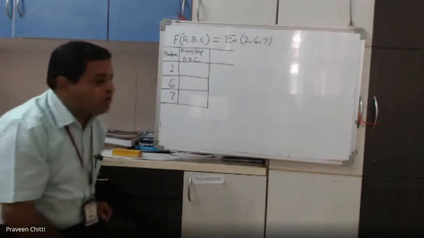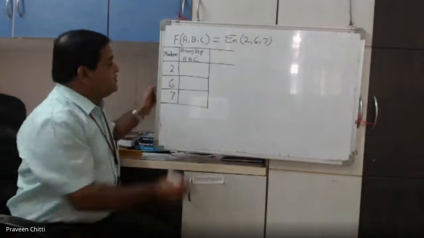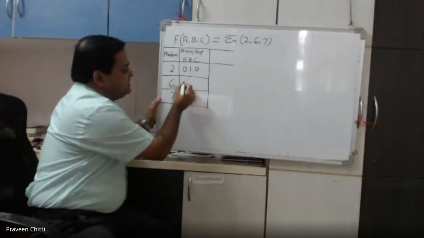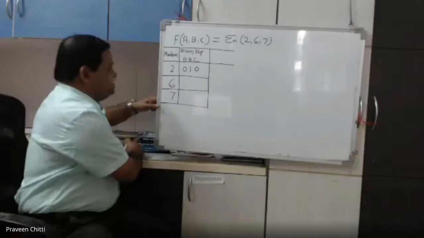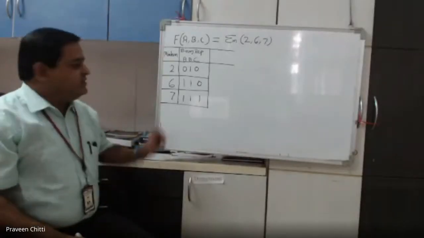So how do I represent this 2 here? How should I represent 2 in binary? 3-bit binary form: 0, 1, 0. Then 6 is 1, 1, 0. And 7 is 1, 1, 1. Right. This is what you have to do.